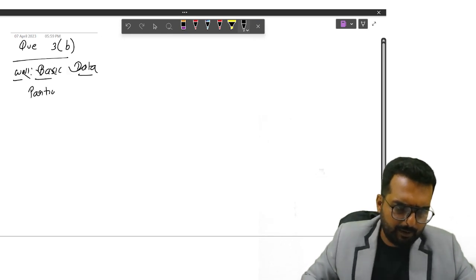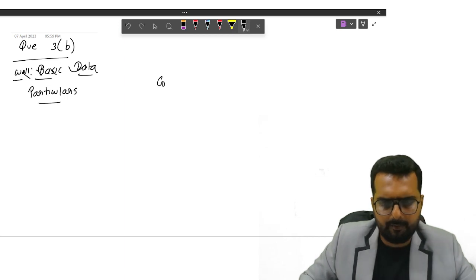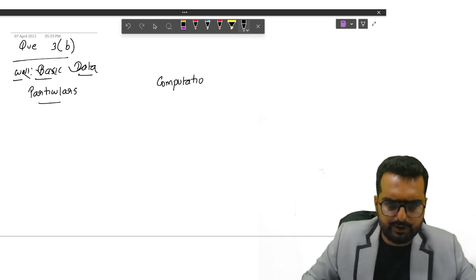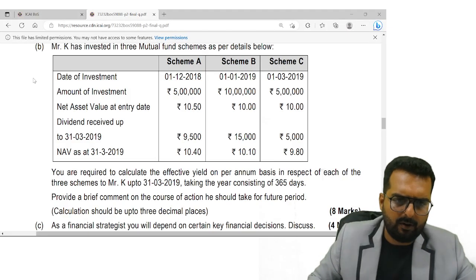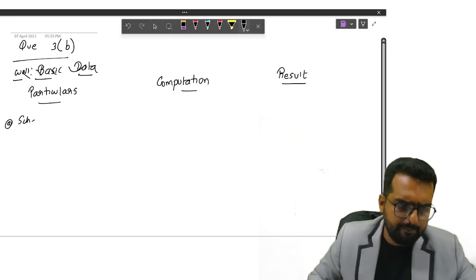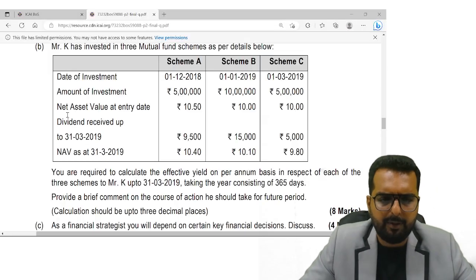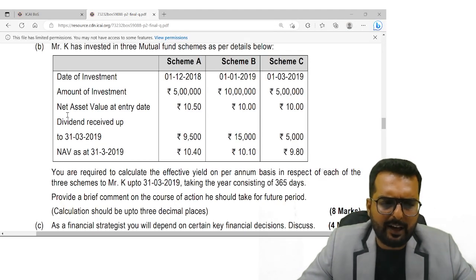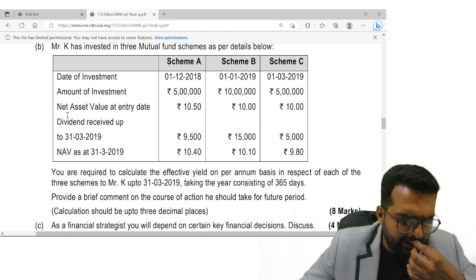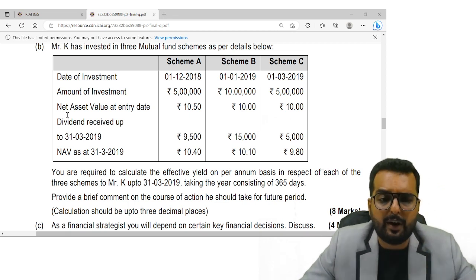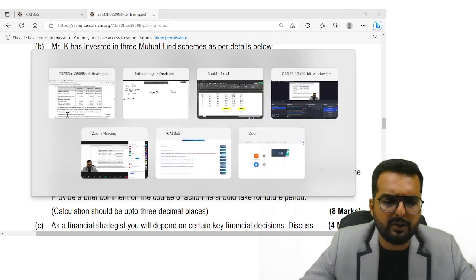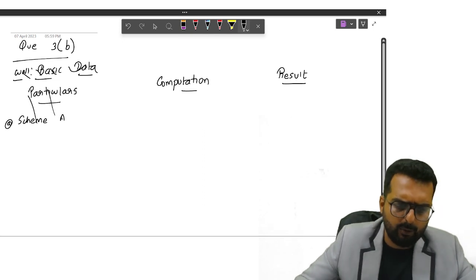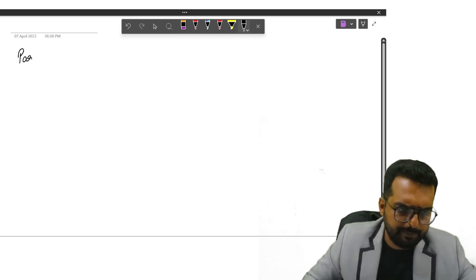I'll draw a table like this: particulars, computation, and the last column will be result. All right. So I'll start with scheme A. In scheme A, you have 5 lakh invested. NAV on the entry date is 10.5. So we need to find out the number of units. Is that required? Is there any change happening in the units? No, but we need to find out the dividend per unit. Okay, friends, we'll do it in a different manner. I'll take a fresh page.